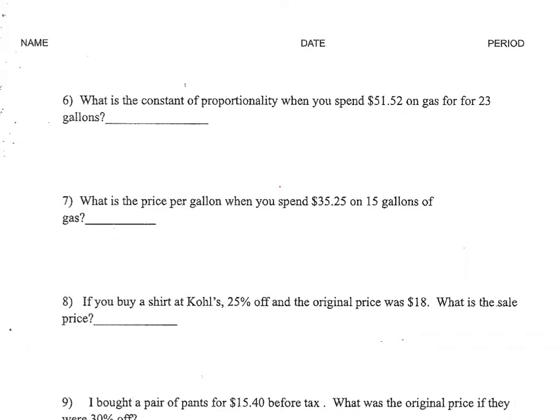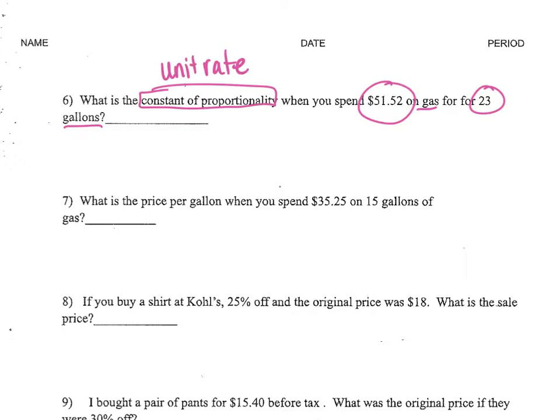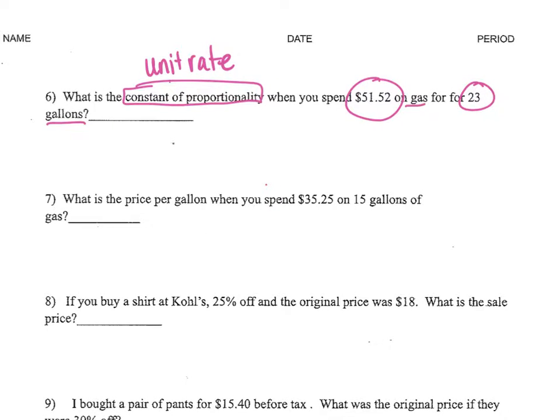On number 6, what is the constant of proportionality when you spend $51.52 on gas for 23 gallons? Constant of proportionality, don't let those words trip you up. It's really the same as unit rate. Because we're trying to see the constant, how much it changes each time. Should be the same, okay? So then think about our words. What are we comparing?